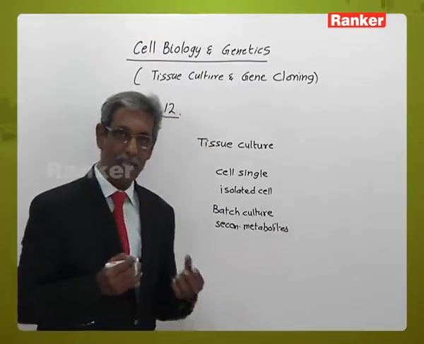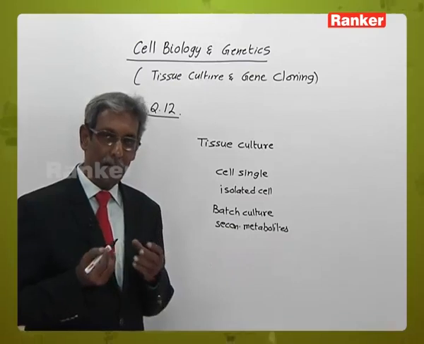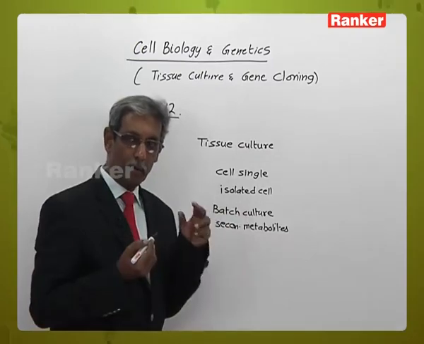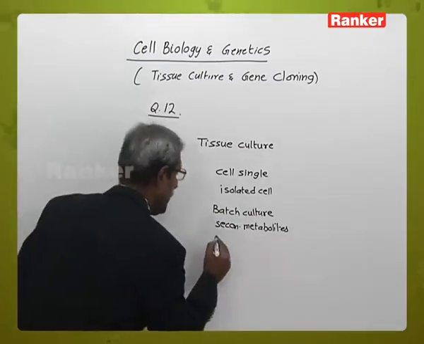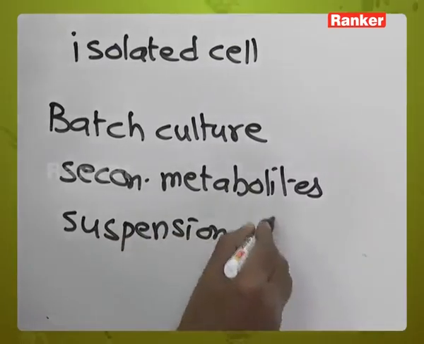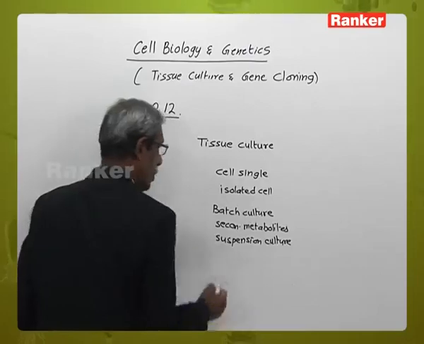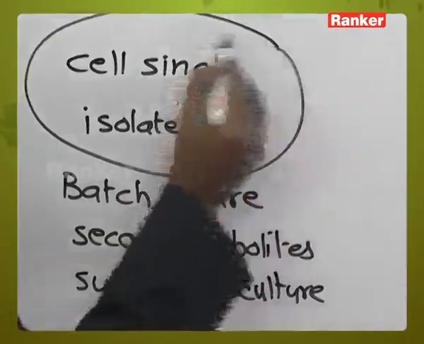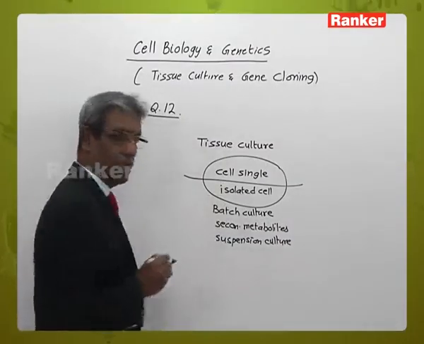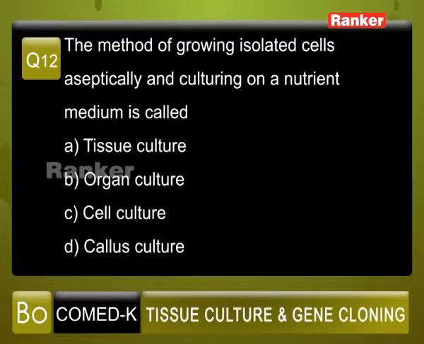Like if you want to get a cancer curing drug, we have to take a particular cell and grow it in either a batch culture or in a suspension culture. So, always remember, single cells means isolated cell culture. A cell culture is a very important term, and the right answer for 12 is answer C, which primarily relates to a single cell culture or a cell culture.